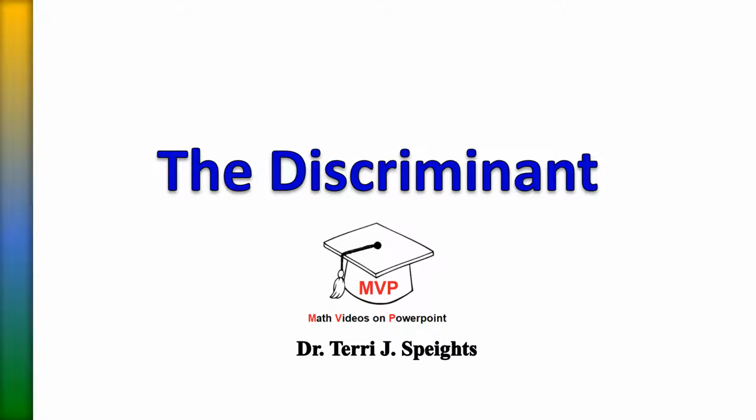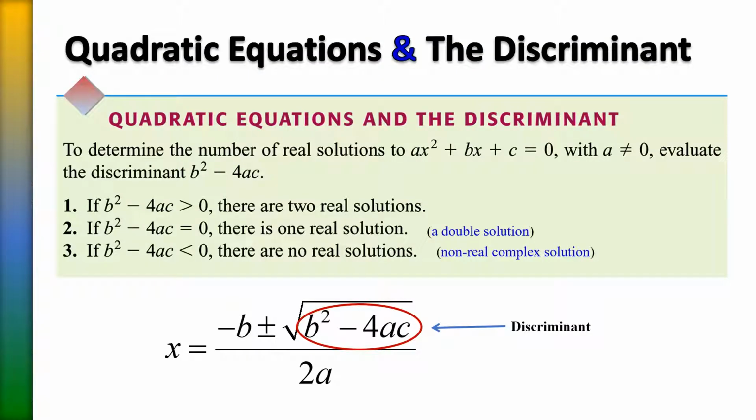This lesson covers the discriminant. Quadratic equations and the discriminant. Now the discriminant can tell us a lot about what type of solutions we're going to have to our quadratic equations. Now to determine the number of real solutions to our equation that's in the form of ax squared plus bx plus c equals 0, where a is not equal to 0, all we have to do is evaluate the discriminant.